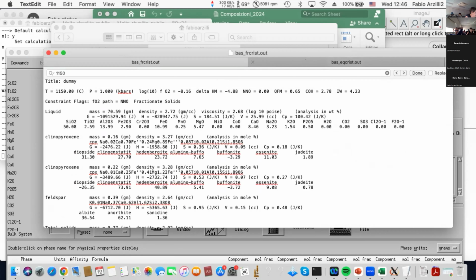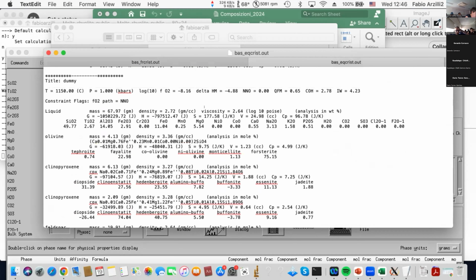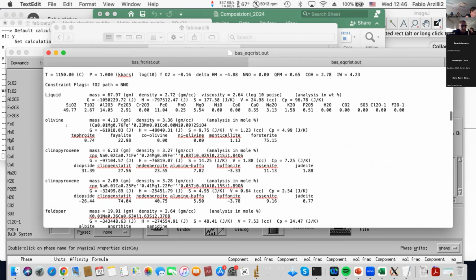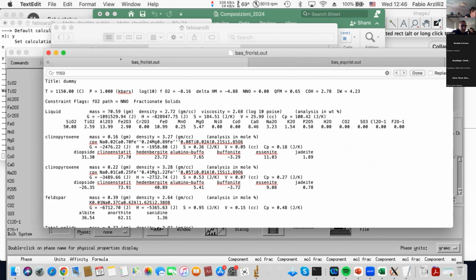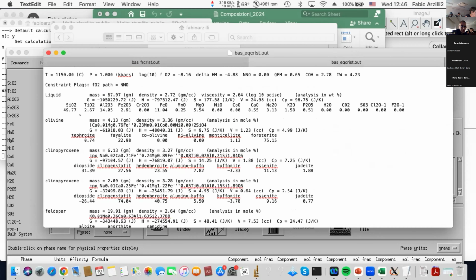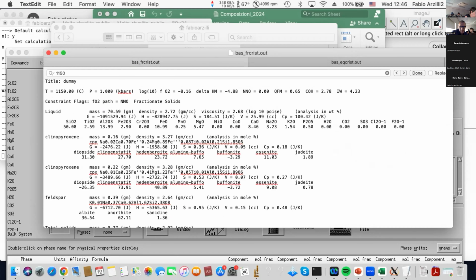And if we go to see the same results at equilibrium condition, equilibrium crystallization, so basically it stabilized the olivine, clinopyroxene, feldspar. We didn't have olivine with the fractionate because olivine was completely fractionated. And the liquid has 49.7 silica, 3.13 sodium, 1.58 potassium. And there's instead here slightly higher silica, slightly higher, and we don't have olivine.